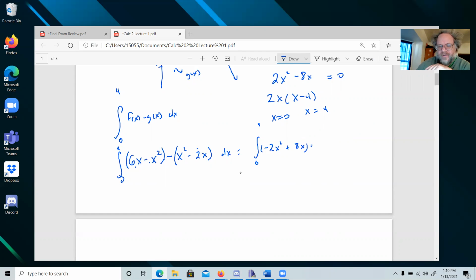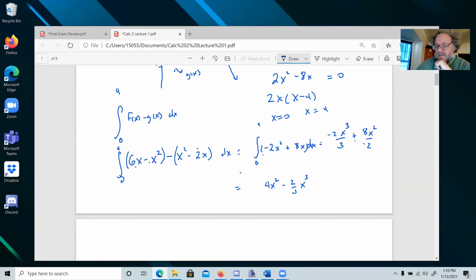Don't forget your dx. All right, so we just got to integrate. Remember, we're adding one to the exponent, right? So it's going to be negative 2, we have an x cubed over 3 plus, and we're just adding one to the exponents, we have 8x squared over 2. Remember our power rule? So this is equal to 4x squared, this guy, minus 2/3 x cubed.